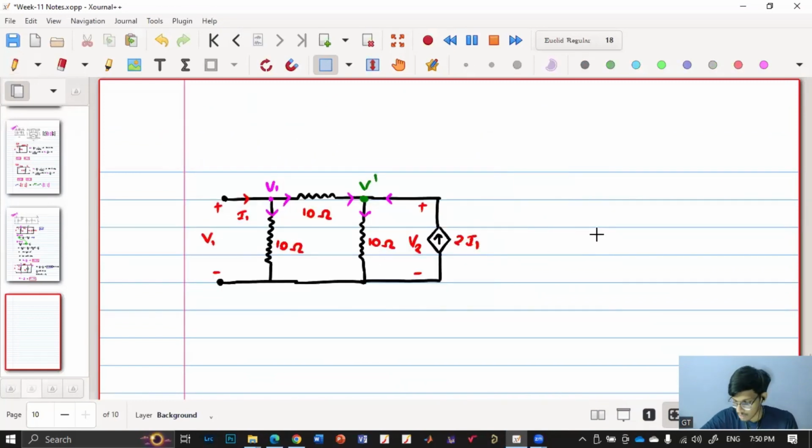So we have the circuit, except this is not 10 ohm, this is 20 by 3 because 20 ohm is connected in parallel. So 20 by 3 ohm. And this V2 can also be removed. So basically, we want what is V1 by I1.